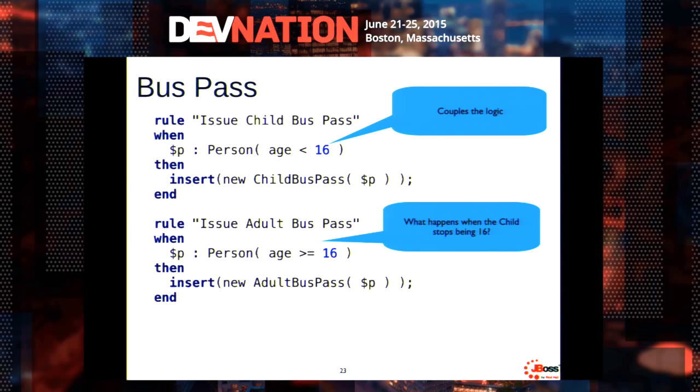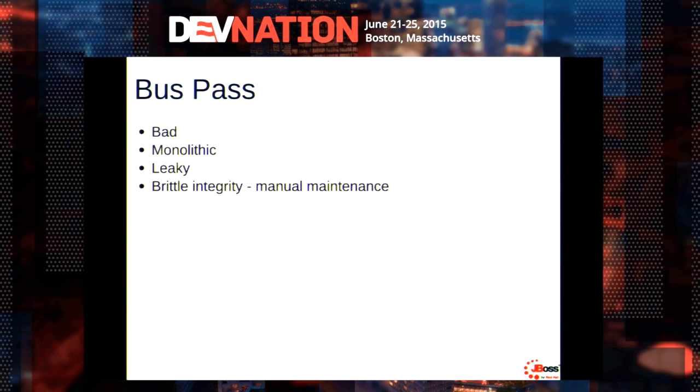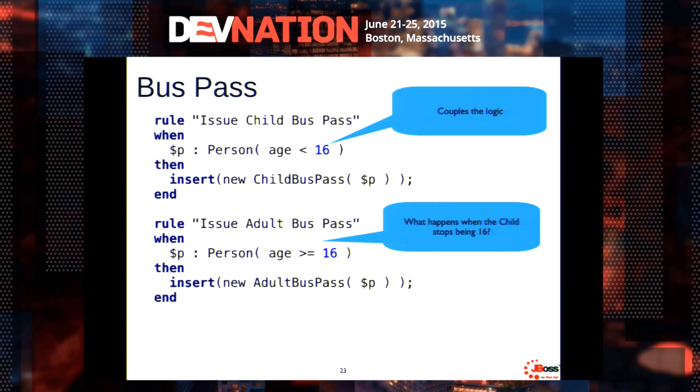It's bad because it couples the logic. Both the logic of when someone is a child, i.e. less than 16, and the logic about to issue children bus passes. Those are 2 separate conditions. One is a policy, and one is an action on that policy. So it's bad because it's monolithic. It's taking different types of logic and putting them together. Is it a child? Do I issue children bus passes? 2 different pieces of logic put together in the same rule.